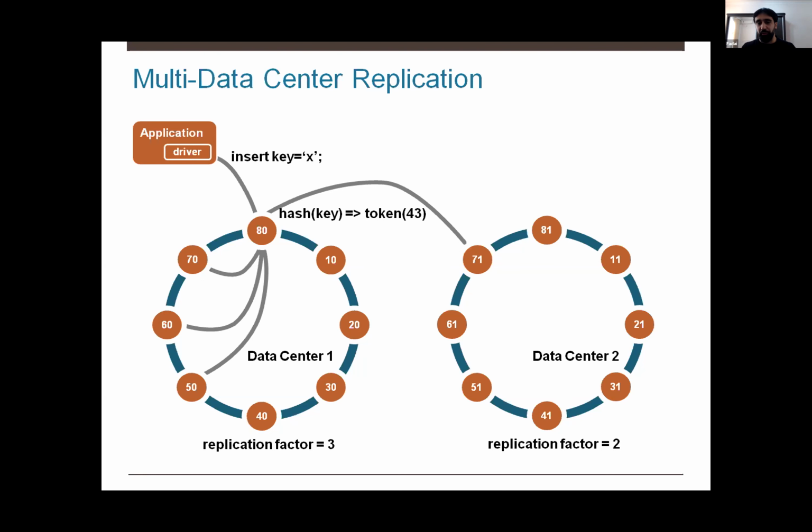The same scenario happens. We insert key X, it gets hashed, and the token returns 43. It streams data to 3 nodes in data center 1, and then it will stream to other nodes in data center 2. So in total, we will have 5 replicas of our data for this X: 3 of them in data center 1, and 2 of them in data center 2.